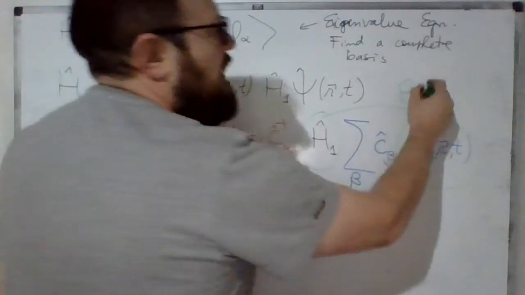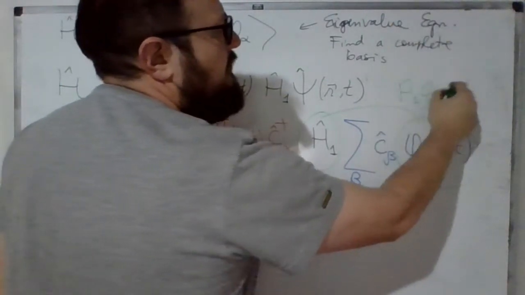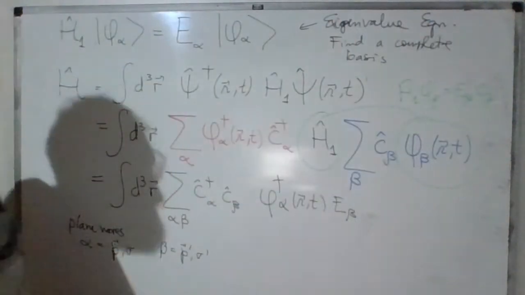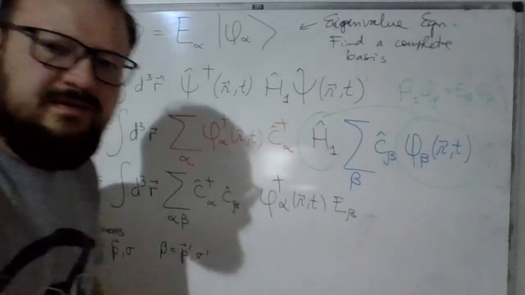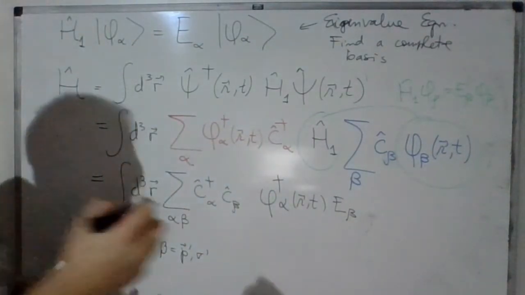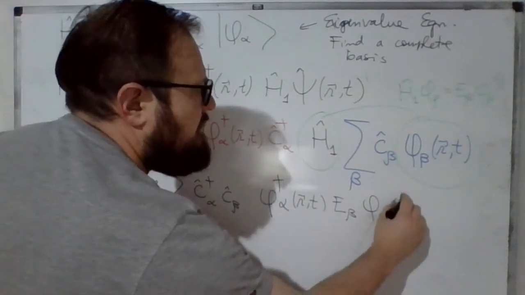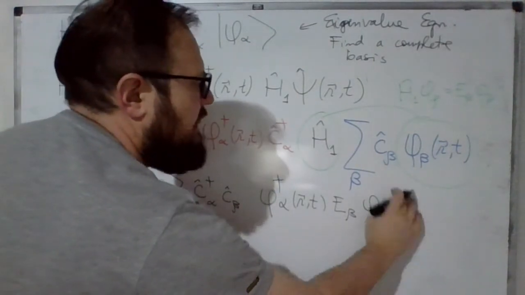Okay, so H1 applied to phi beta produces the energy of the beta state times phi beta. So this is an eigenvalue equation, all right? And of course, we have here phi beta as a function of position and time.